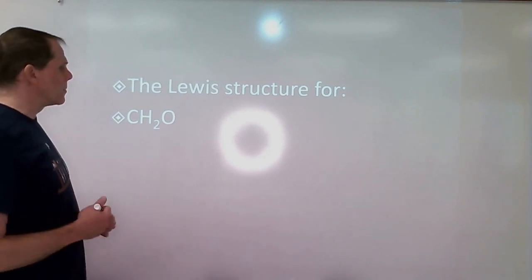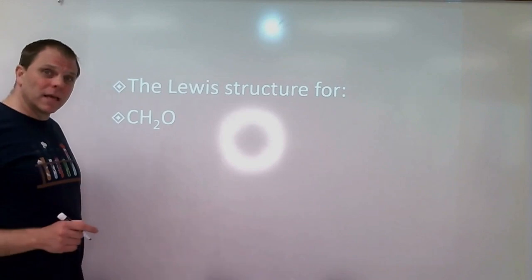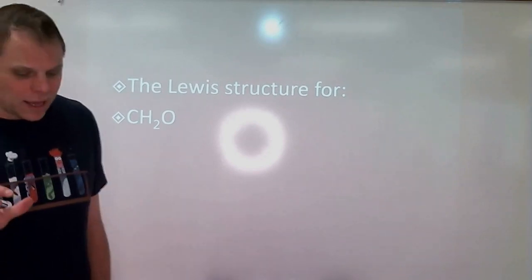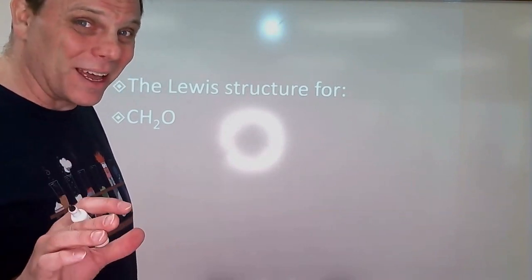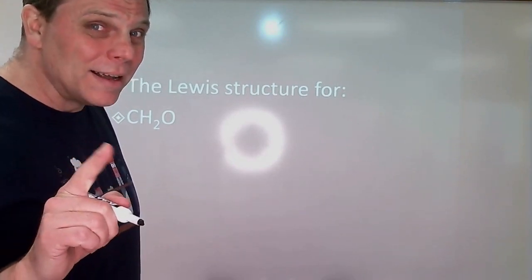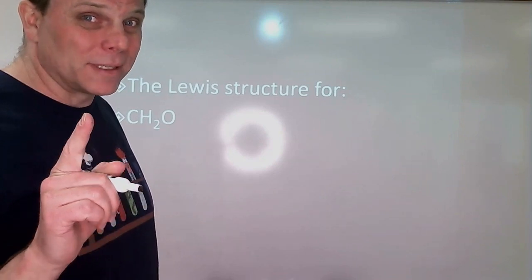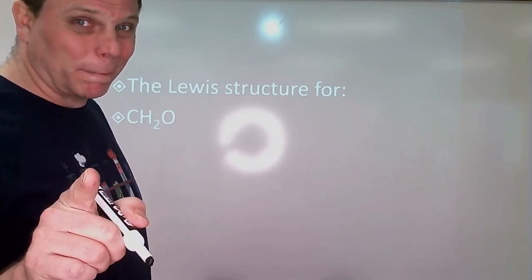What is that going to look like? First of all, I've got to add up all my valence electrons, right? Okay, now I want you to go ahead and see if you can at least get this one started. Pause it and practice and see how far you get. This one is going to require a double bond. So just keep that in mind. All right, ready? Pause it.